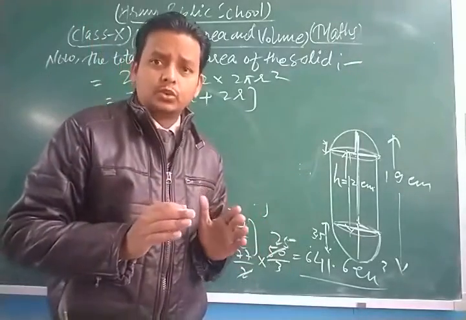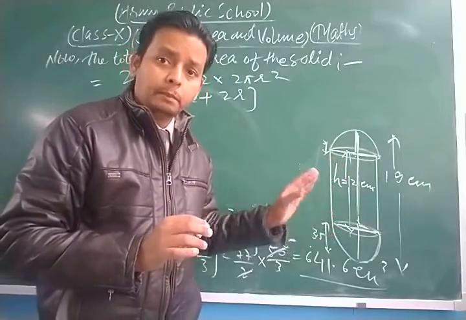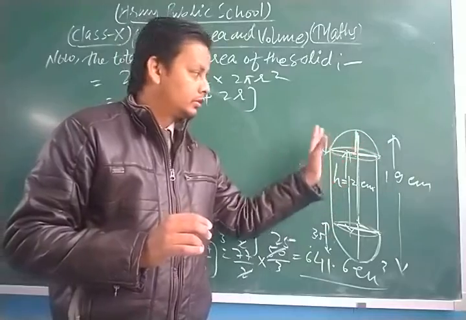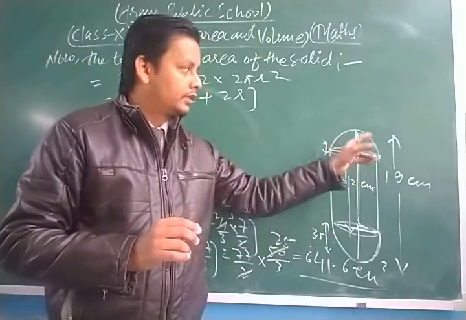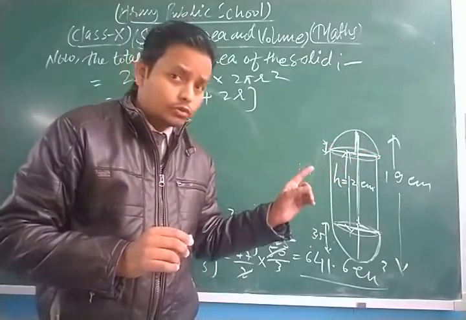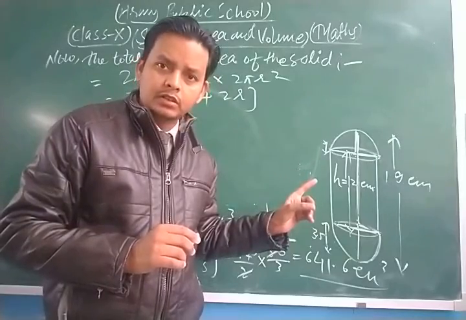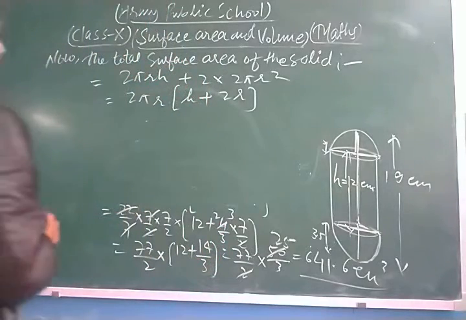Okay, look, total surface area means what? CSA of the cylindrical portion plus 2 into the curved surface area of each hemisphere, because there are two hemispheres there, na? So we apply that concept. Now look, we just put the values.